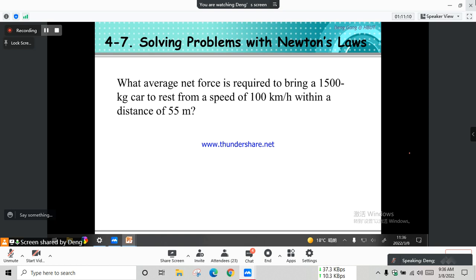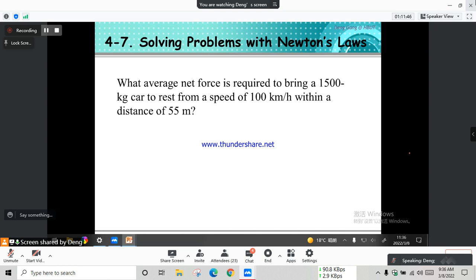Okay, let's just take this for example. What average force is required to bring a 1,500 kilogram car to rest from the speed of 100 kilometers per hour within a distance of 55 meters?